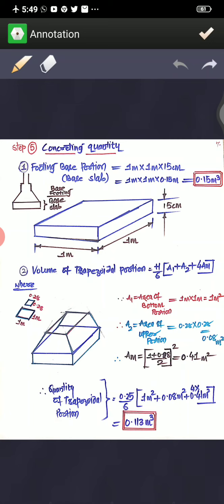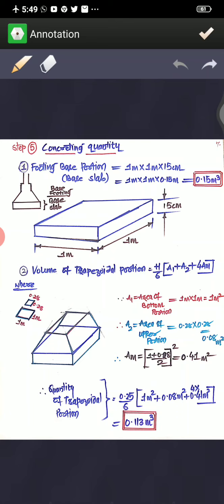First I'll get this footing base portion, that is the base slab. The size is 1 meter by 1 meter, and the height is 15 centimeter. So it is 1 meter by 1 meter into 0.15 meter, which gives 0.15 meter cube. This is the base portion here, and this is the quantity for it: 0.15 meter cube.